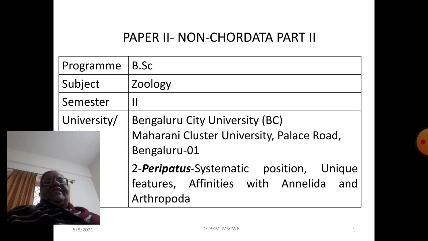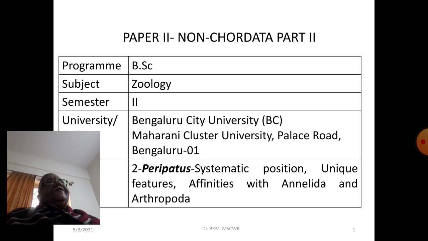It is something pertaining to one particular genus called Peripatus, which belongs to the minor phylum Onychophora according to the latest classification, and earlier it was treated as a class under phylum Arthropoda. So today we are learning more about Peripatus, its systematic position, unique features of Peripatus, and its affinities with Annelida and the phylum Arthropoda.